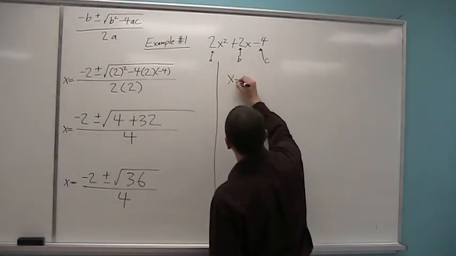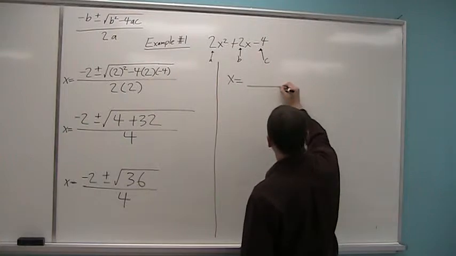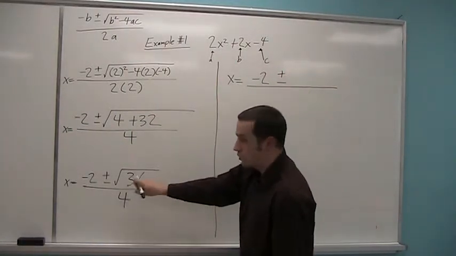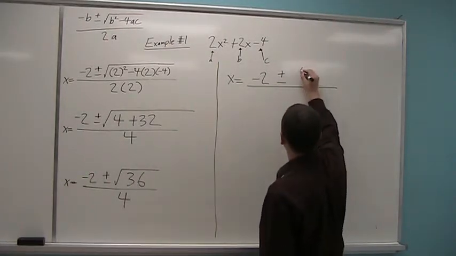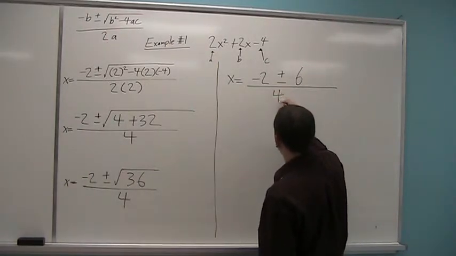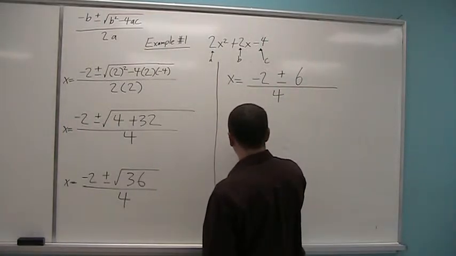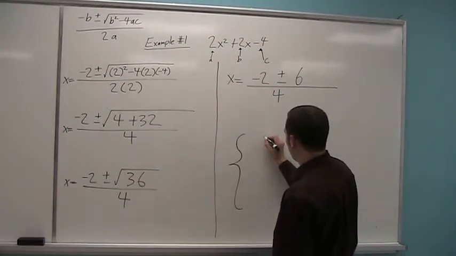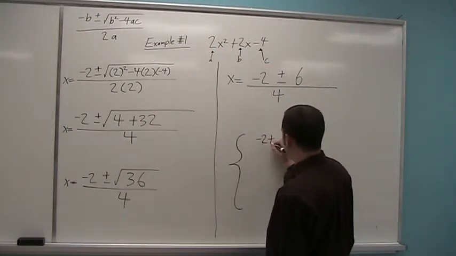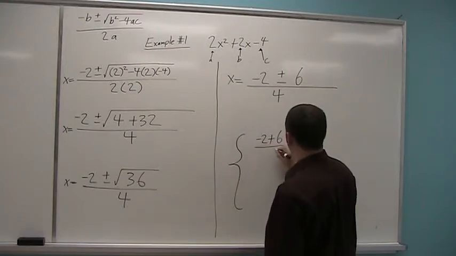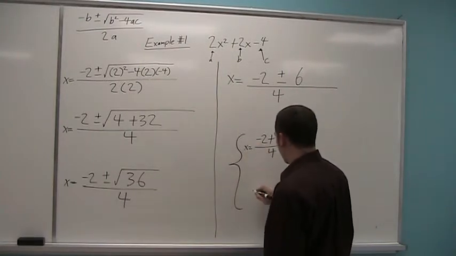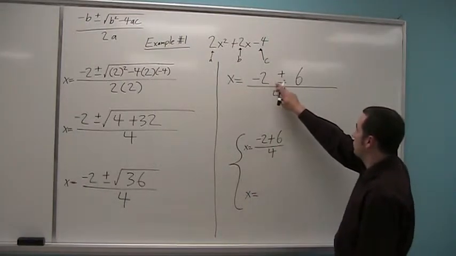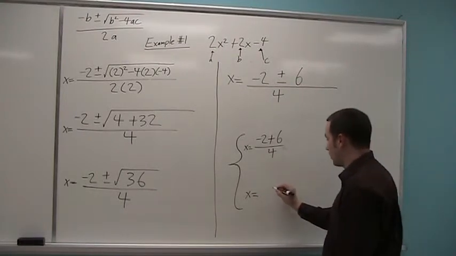So then we have x equals -2 plus or minus square root of 36 is 6, all over 4. So then we have two values for x here, two roots of the equation. I have -2 plus 6 all over 4. And I also have -2 minus 6 all over 4.